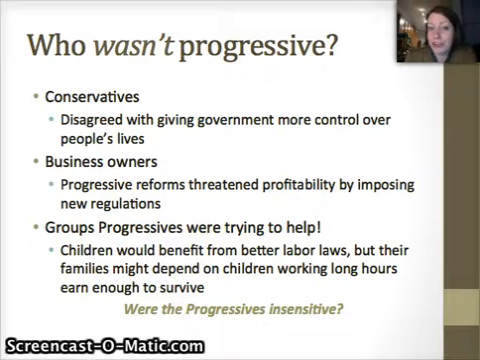So there's kind of a question about whether or not the progressives were insensitive. I leave it to you to think about that and reflect on that on your own, and we will pick up soon with the other group interested in rural issues who were the populists.